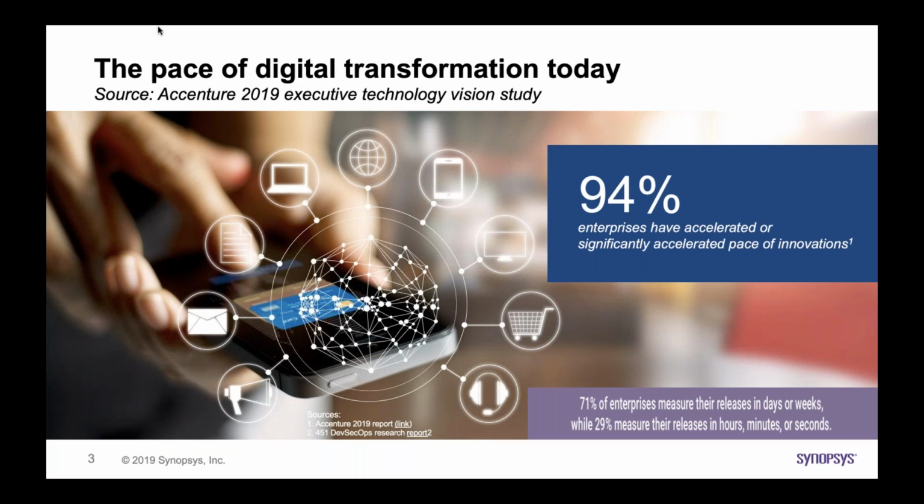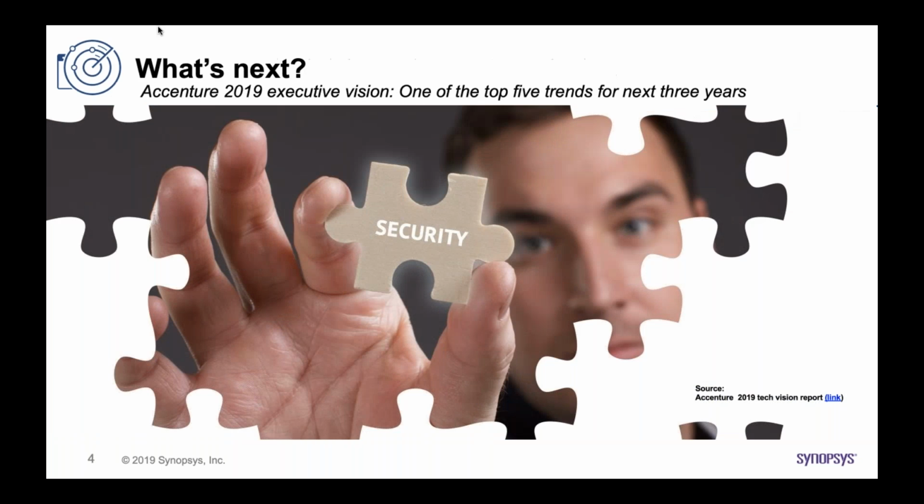And we are all seeing an increase in frequency in code deployment and releases with faster mean time to resolution. While all these are great, one area is still lagging in this whole transformation, and that is security. In fact, cybersecurity is one of the top 5 executive visions for the next 3 years, according to this Accenture study.